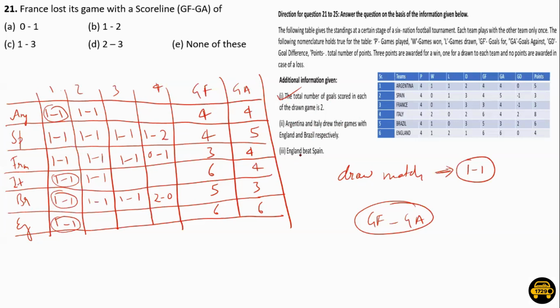Now talking about England beat Spain. So if England beats Spain, that means Spain lost its match by 1-2. So of course, one score line for England would have been 2-1. So this was the same match.